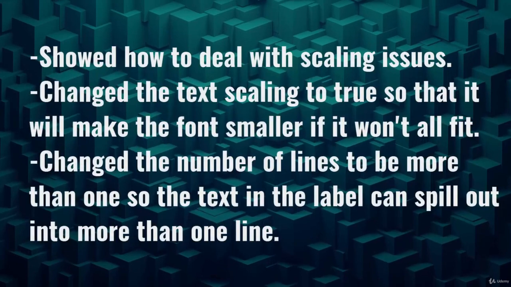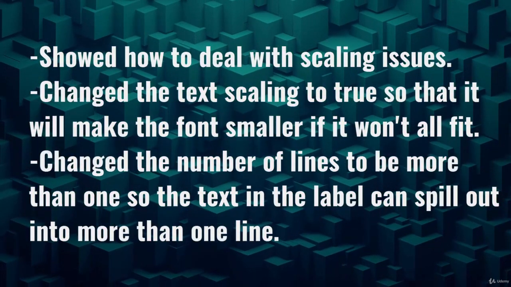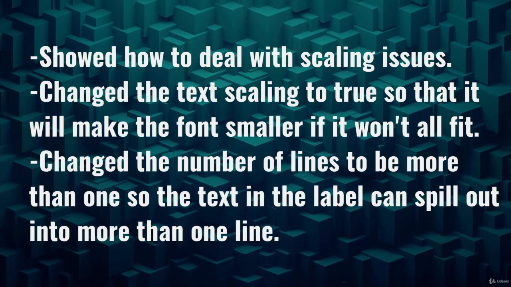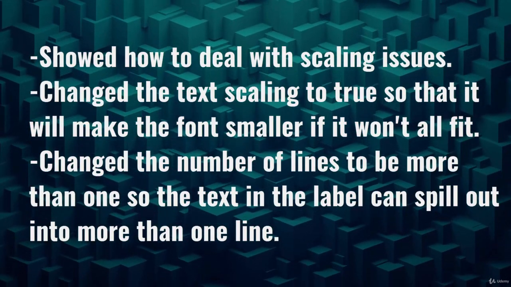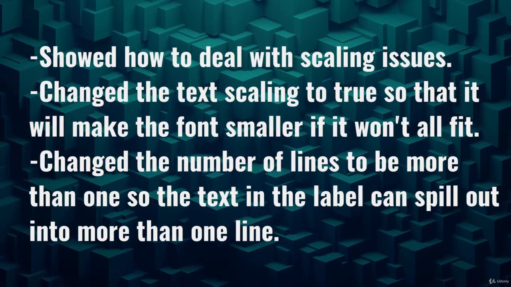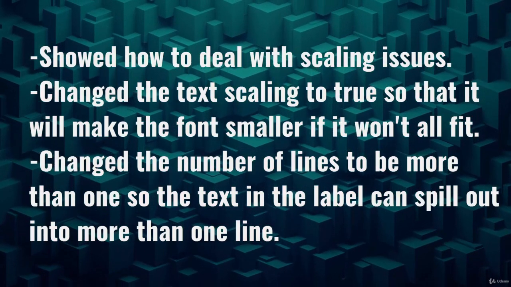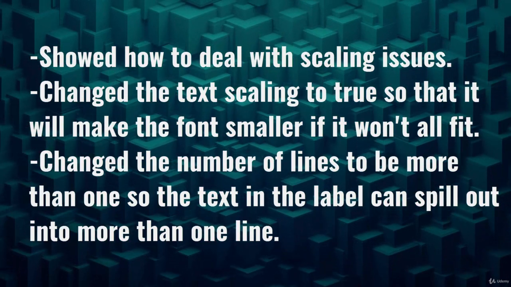Okay, so in this final part we just showed you how to deal with some common scaling issues. We first called this attribute that adjusts the font size to fit the width, and it adjusts the text scaling. It decreases the font size as the text gets too big, so that it fits within the label. So if the text is too big for it all to fit in the label, it decreases the font size until it's small enough that it will all fit.